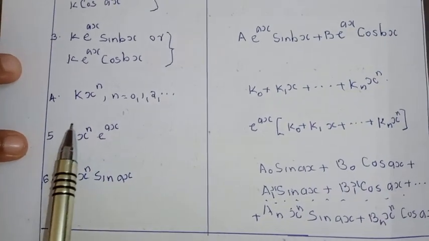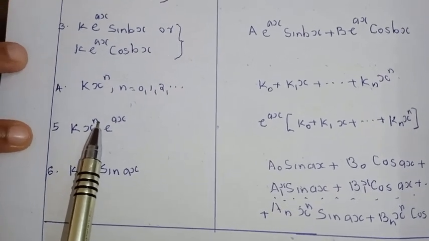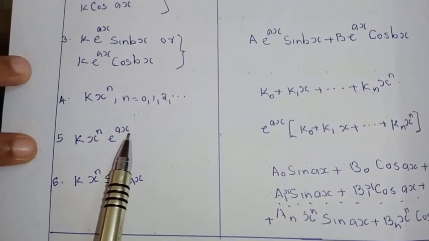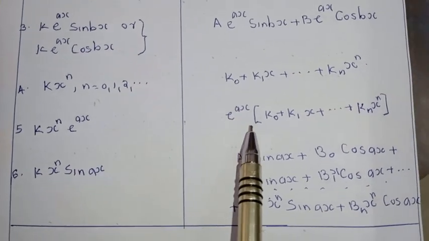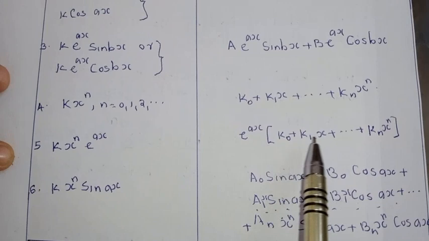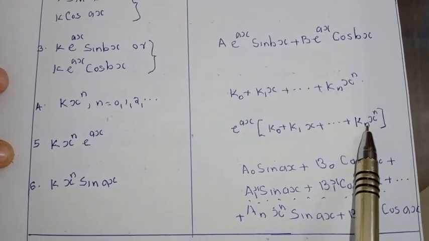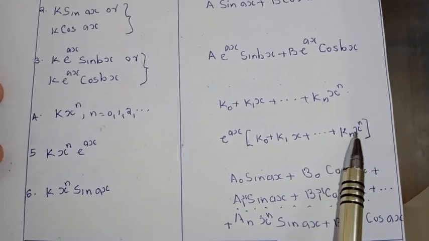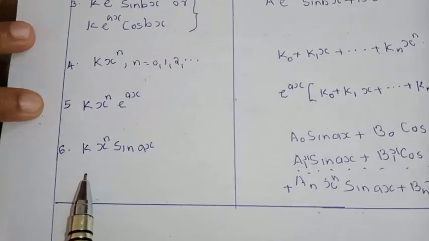Suppose your f of x is some k times x raised to n into e raised to ax. Then you select yp as e raised to ax into k0 plus k1x plus etc. knx raised to n. This is the fifth form. Now come to sixth form.